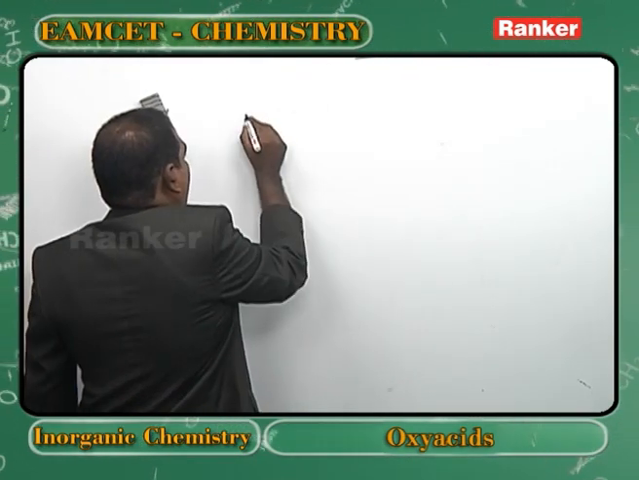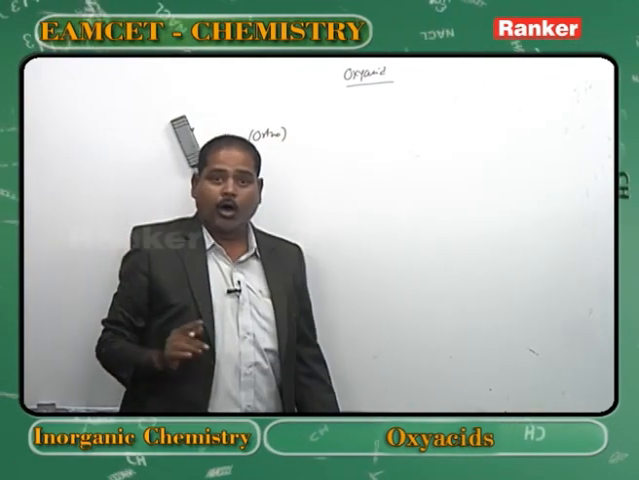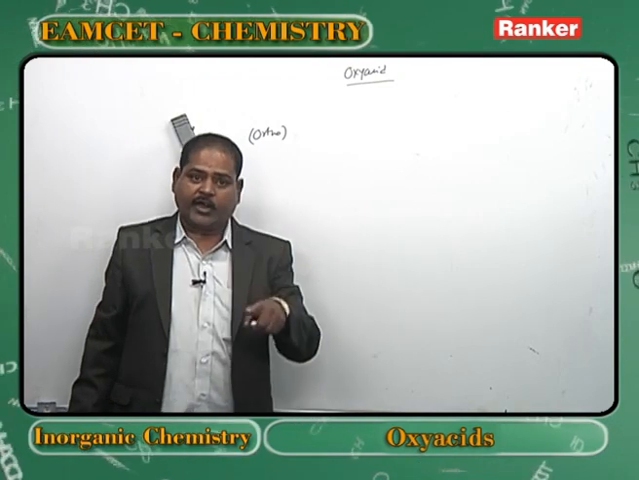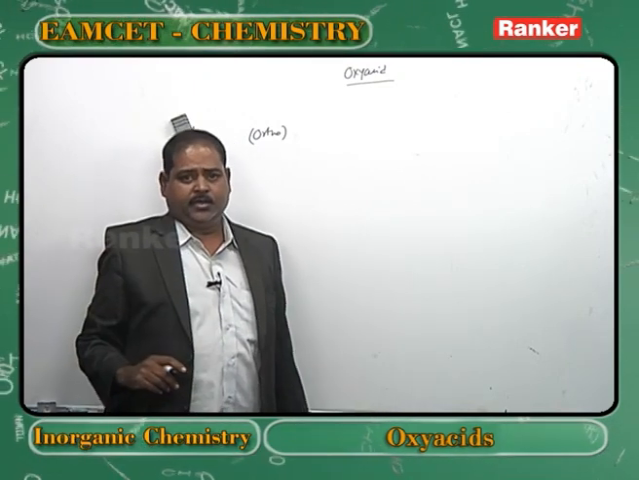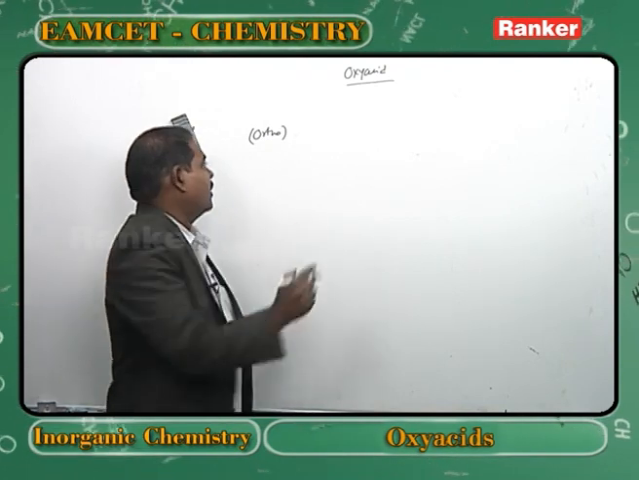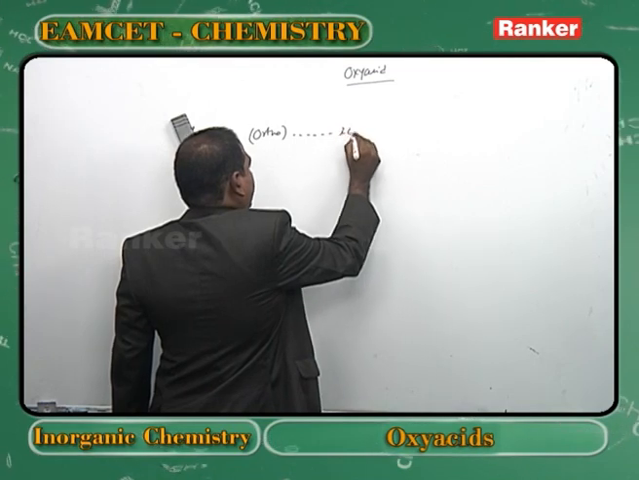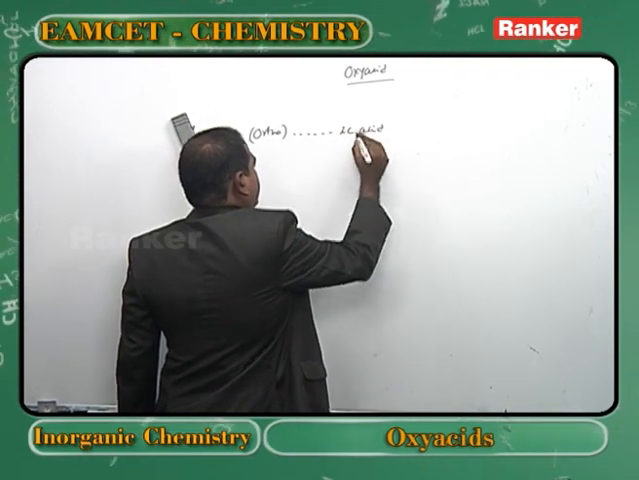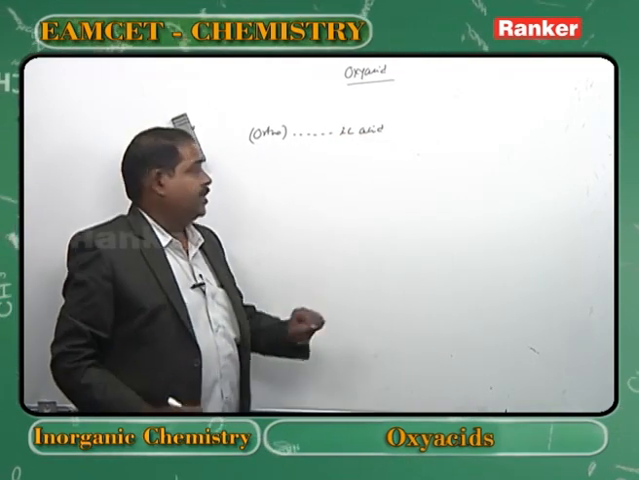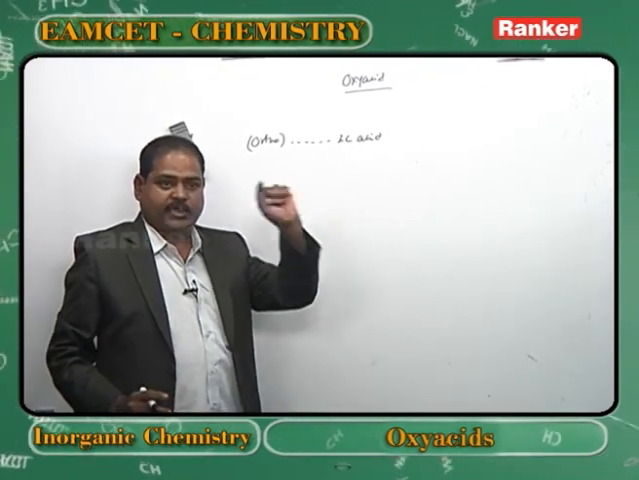Look here, "oxo" is an optional term. If I say "oxo nitric acid," I just mean nitric acid. So you can avoid the term, it is quite optional. Oxo dash dash ic acid. The emphasis is on ic: sulfuric, nitric, phosphoric, etc.